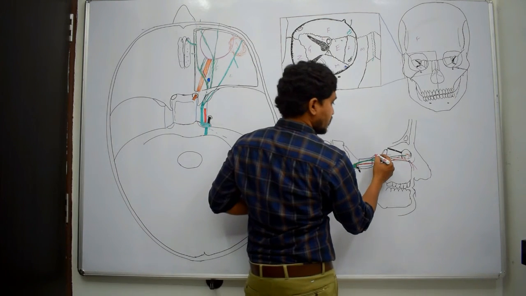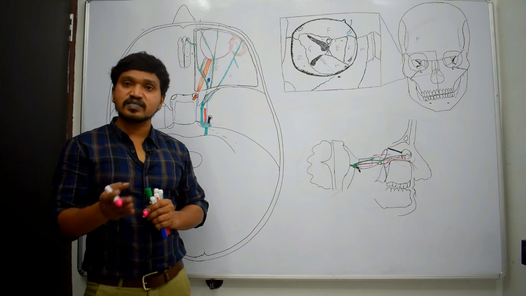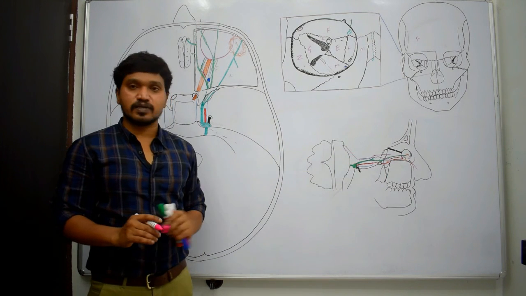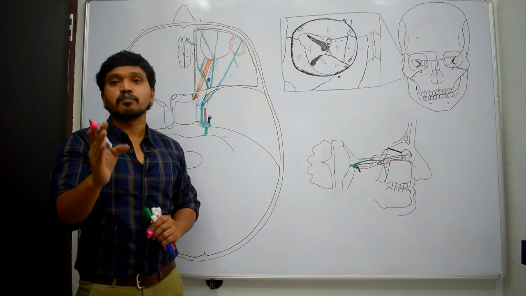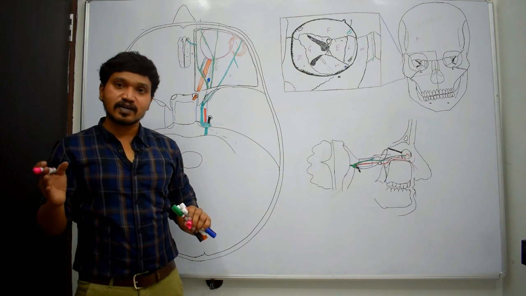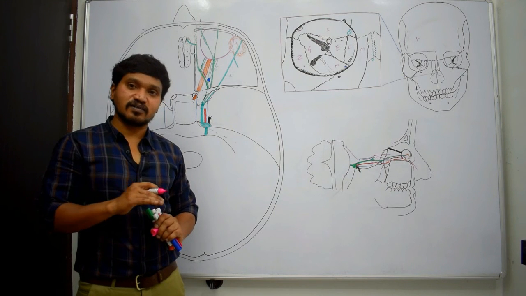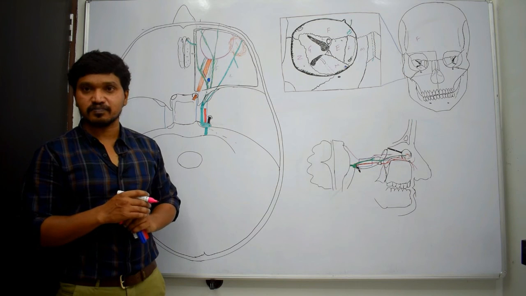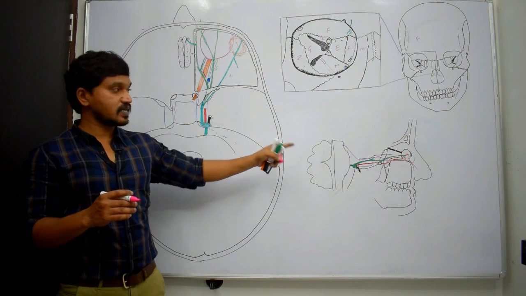Then this upper division supplies the superior rectus and levator palpebrae superioris. The lower division supplies the inferior oblique, inferior rectus and medial rectus. Because the lateral rectus is supplied by the 6th cranial nerve, and the superior oblique is supplied by the 4th cranial nerve, that means the trochlear nerve. That is about the oculomotor nerve or third cranial nerve. Actually, the lower division also carries the parasympathetic fibers that we discussed in the ciliary ganglion.